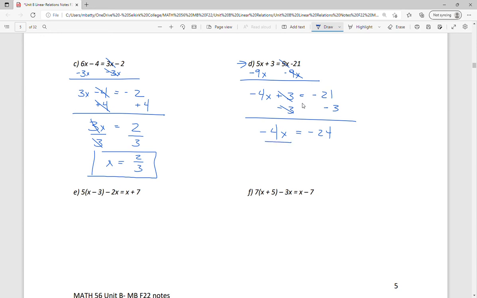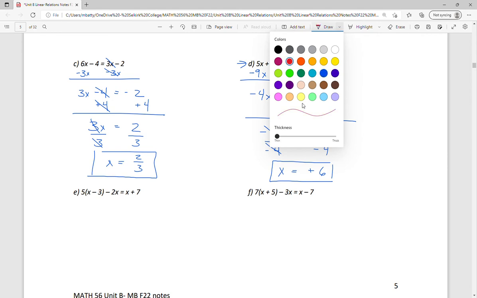The last step is to divide by not just 4, but negative 4 to get the x all by itself. So I get that x equals a positive 6. One thing in these ones, when you start mixing the rules, sometimes people don't notice the difference.